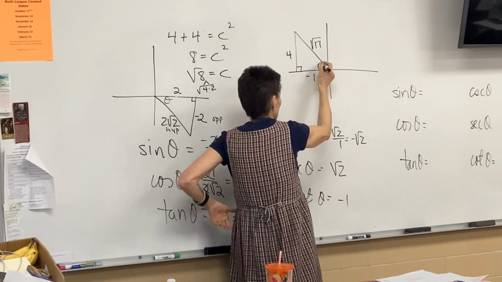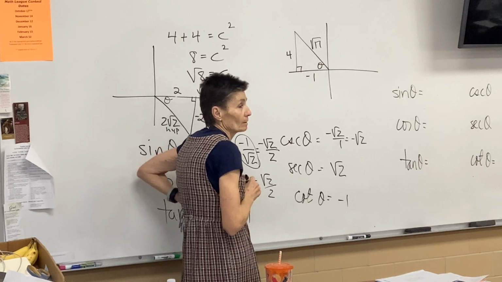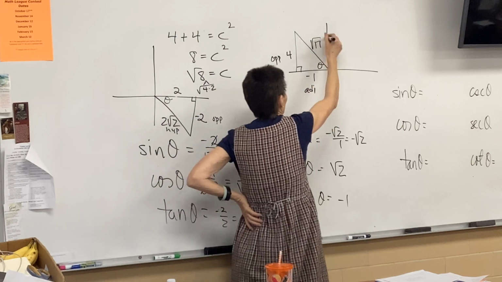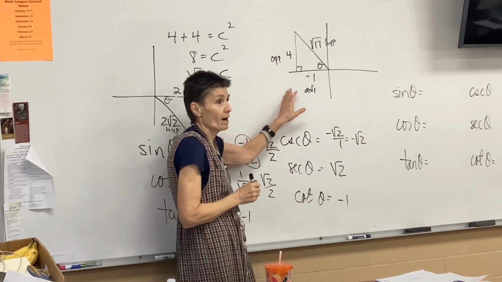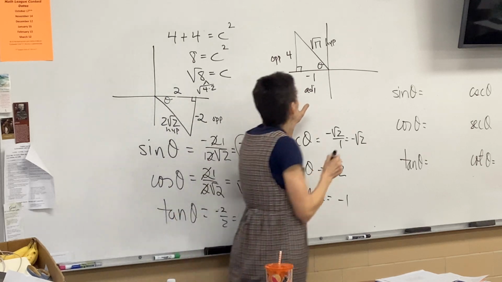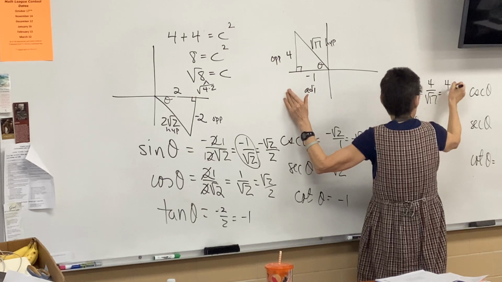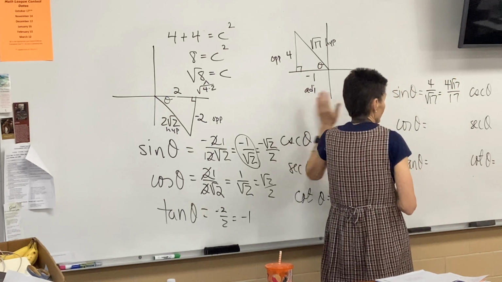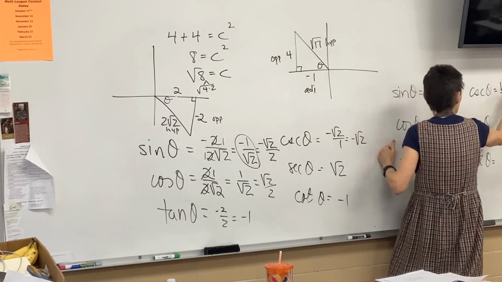So remember, theta is here at the origin. So this is opposite, adjacent, and hypotenuse. So here we go. What's our sine? Opposite over hypotenuse. So 4 over root 17, or 4 root 17 over 17. Our cosecant then is root 17 over 4.